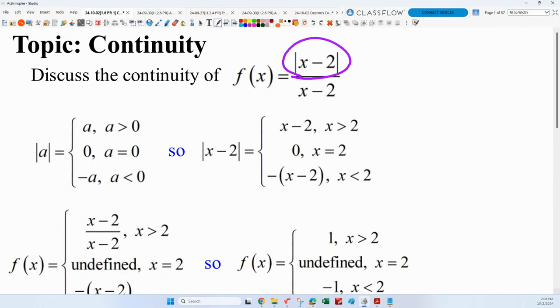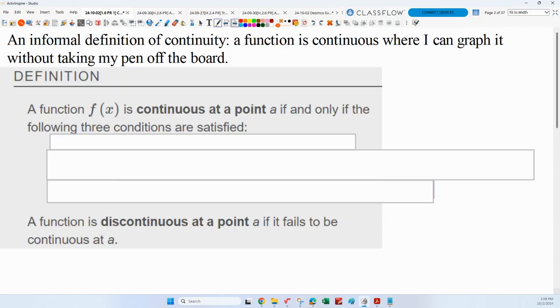A function, and we talked about this a couple years ago in Algebra 2, is continuous wherever I can graph the function without picking my pen off the board. Anytime I have to pick my pen off the board for any interval, no matter how small, that constitutes a discontinuity, right? So there is a discontinuity here at 2. All right. So let's talk more rigorously about continuity.